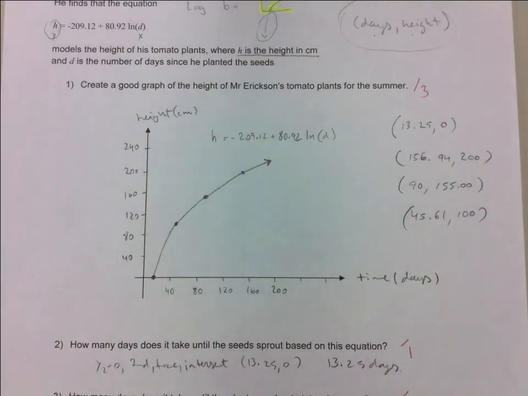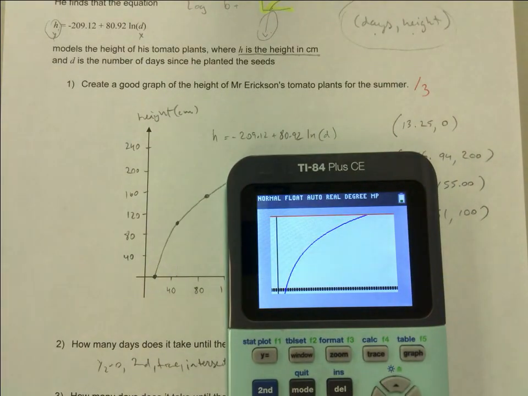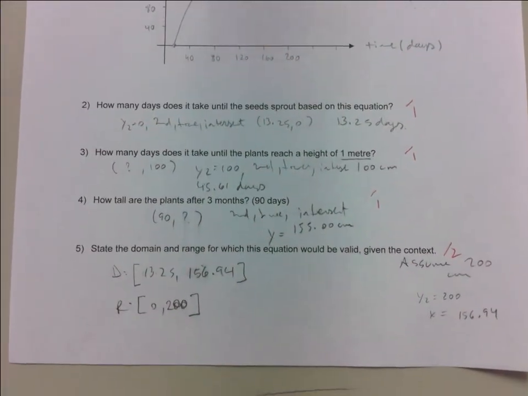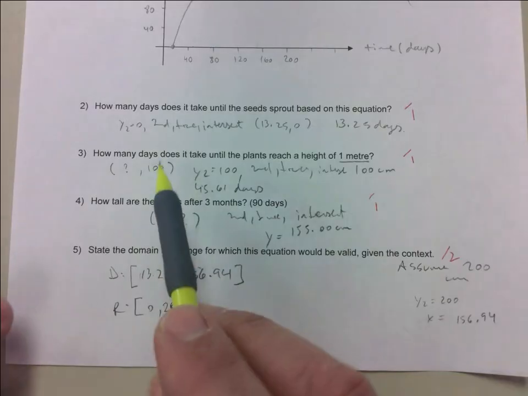For the graph, I actually weighed it. I just made sure that it showed up on my calculator. This is actually it, okay? I just made it look like this. This is the shape that I recognize. Then I went back and continued to answer a bunch of questions.